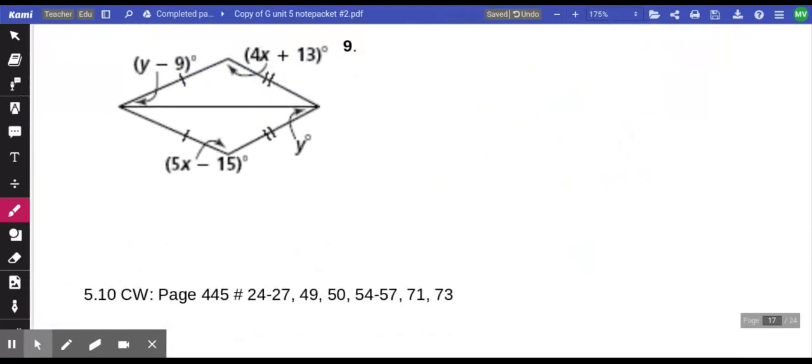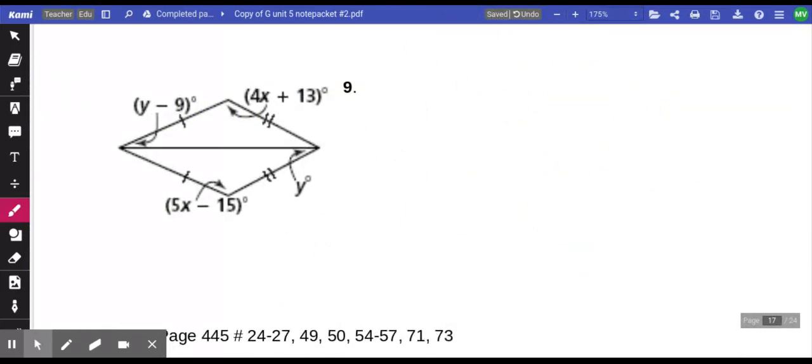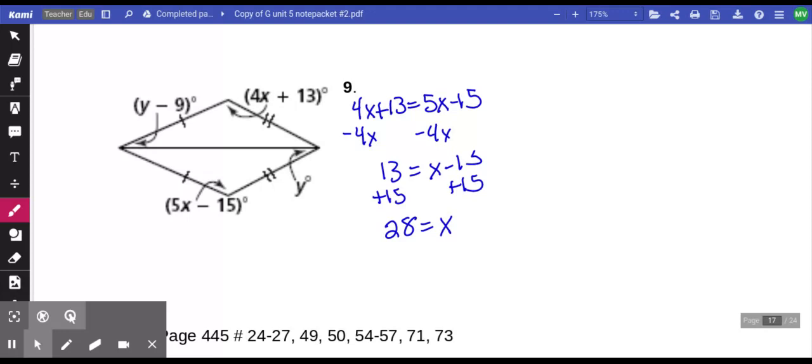So I want you to pause and try number 9. Here, you need to find x first. So to find x, I set the angles equal to each other because these are the angles that are in between my two pairs of congruent sides. And those two angles are equal. So I solved that and I found x equals 28. So if x equals 28, those two angles are 5 times 28 minus 15, which is 125.